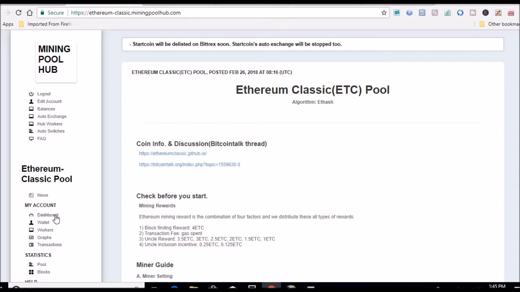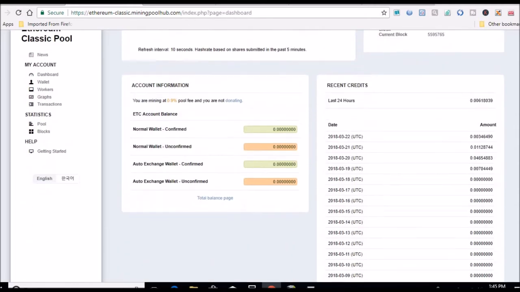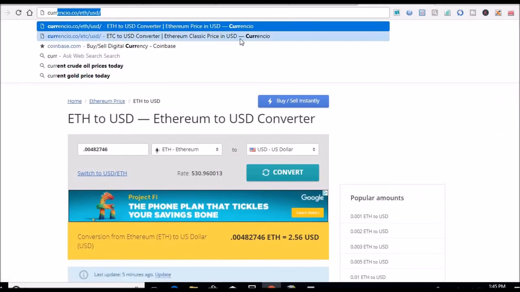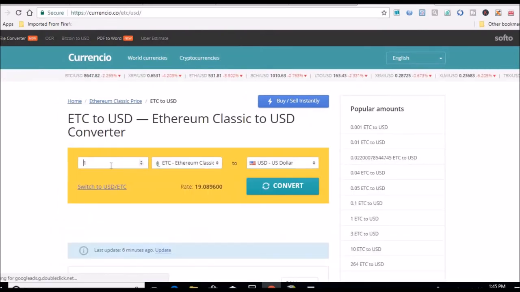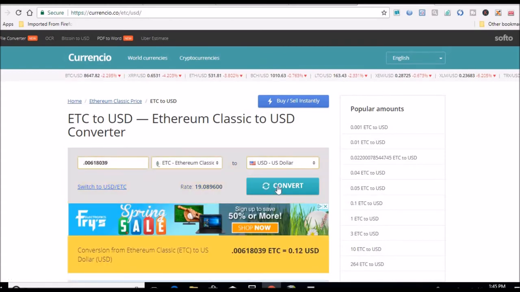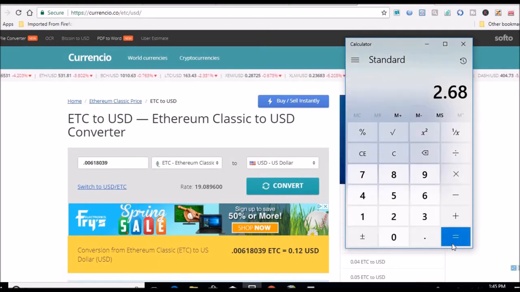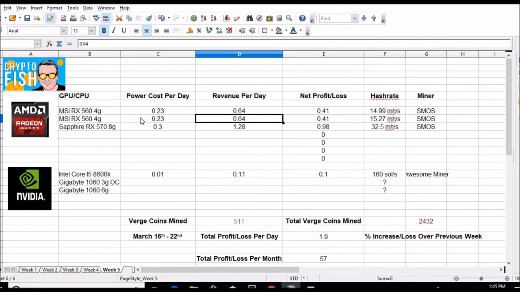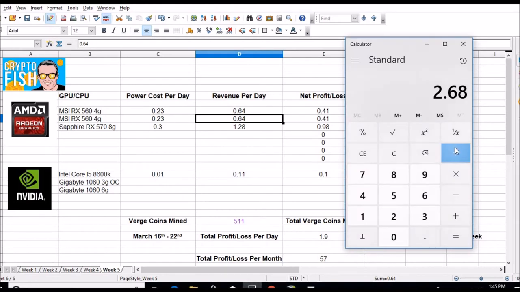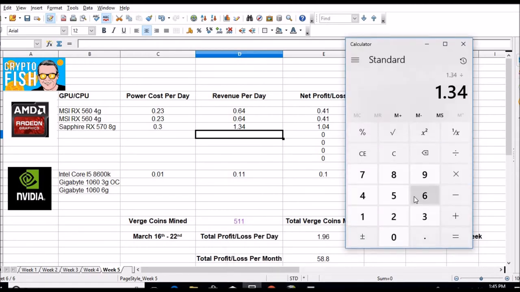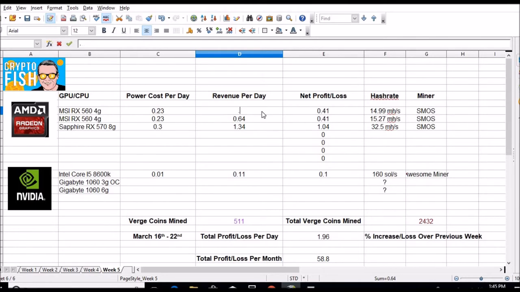This should give me the rough estimate of what my rigs did the last 24 hours. Let's go back over to here, and Ethereum Classic. Put my number in right here. Click convert, 12 cents. All right, so plus 0.12, $2.68 for this AMD rig right here. So we divide it by 2, that'll give me this number, $1.34. Looks like that's up a couple cents. Divided it again by 2 to get my 560 total, 67 cents.